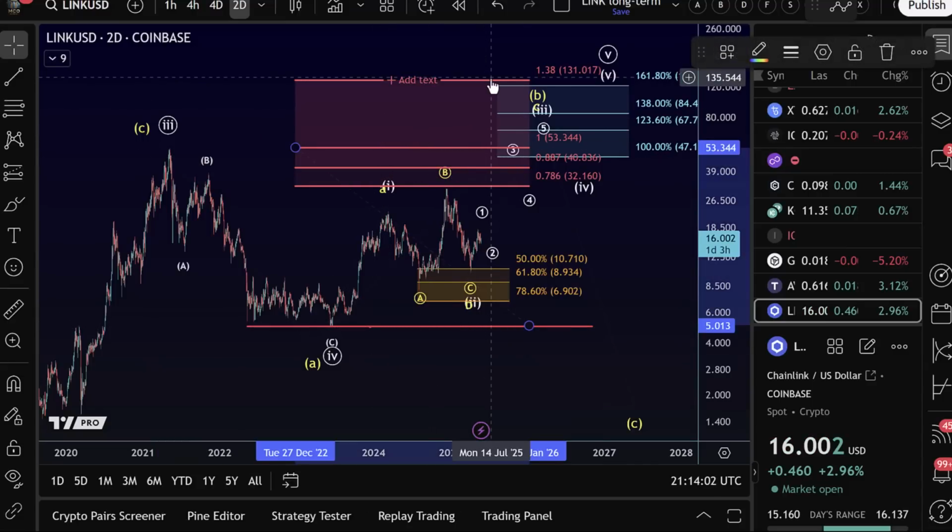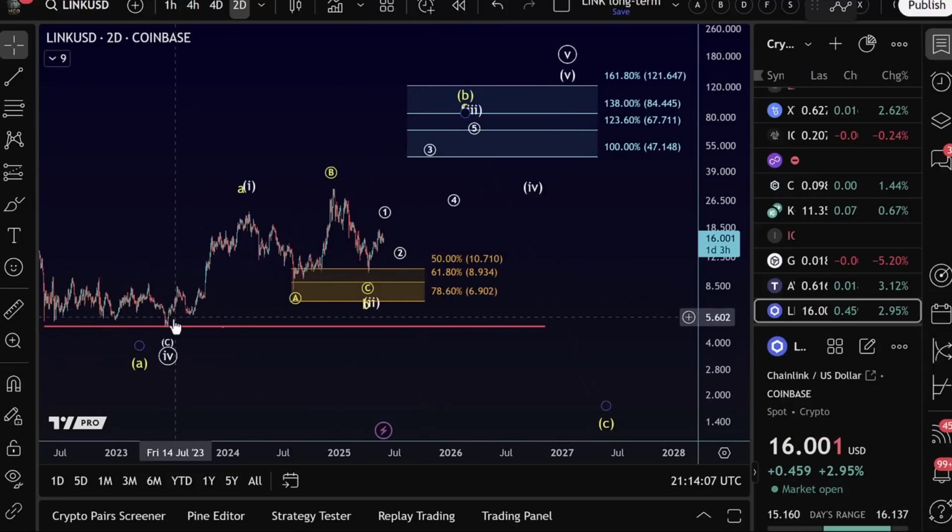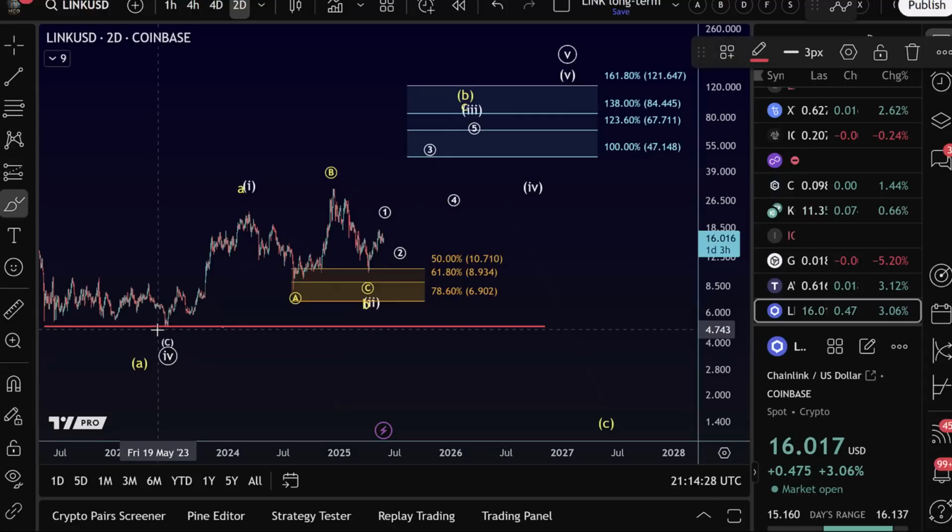So, on the larger time frame, because of probabilities, I'm looking primarily at the yellow scenario. It could be white, which is the 5-wave pattern. In the short term, they both move in the same direction, as long as this support area holds, which is between $6.90 and $10.71. That's a standard Fibonacci support area.